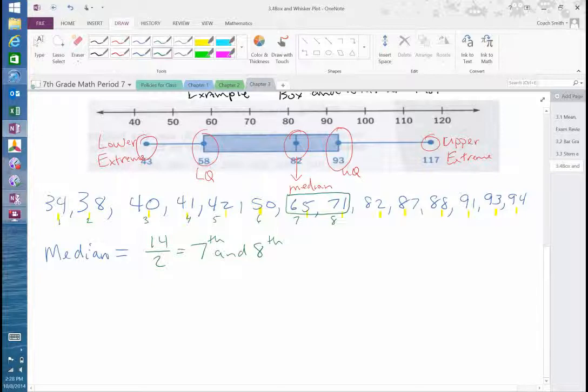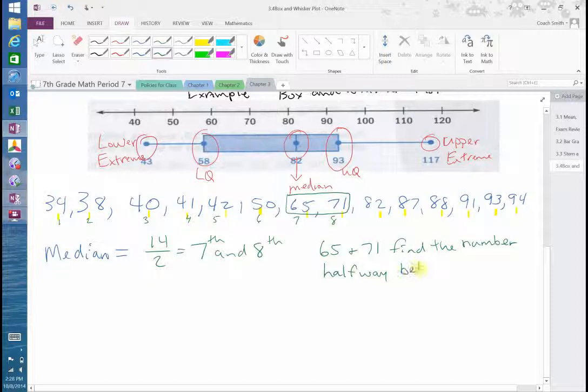Those two numbers represent where the median is located. They are not the median. It helps us find the median. What I have to do is take 65 and 71 and find the number halfway between them. So I have to find the number halfway in between 65 and 71.